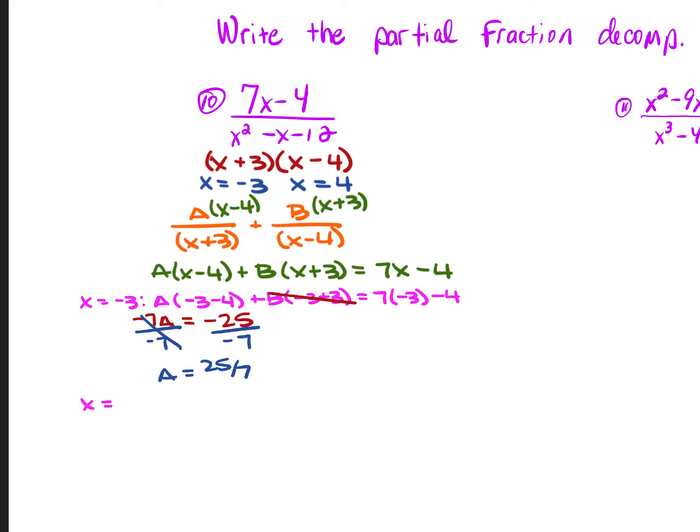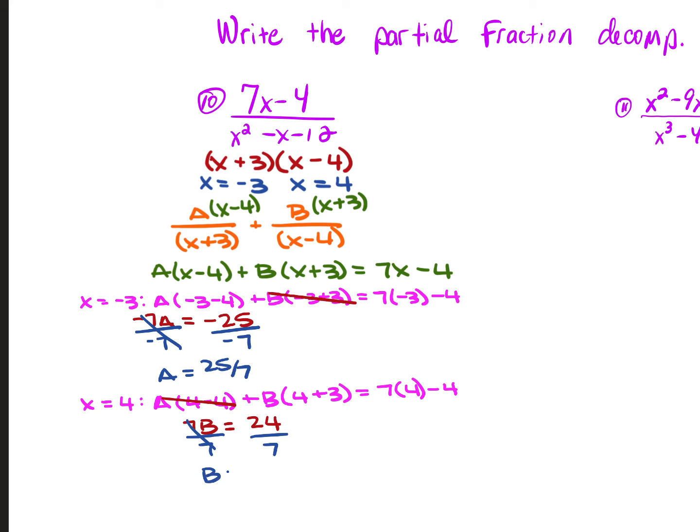We also have that x is equal to 4. So this is going to give us a times 4 minus 4 plus b times 4 plus 3 is equal to 7 times 4 minus 4. The 4 minus 4 cancels that a out, so we have 4 plus 3, which is 7b, is equal to 7 times 4, which is 28, minus 4 is 24. We divide each side by the 7, and we get that b is 24 over 7.